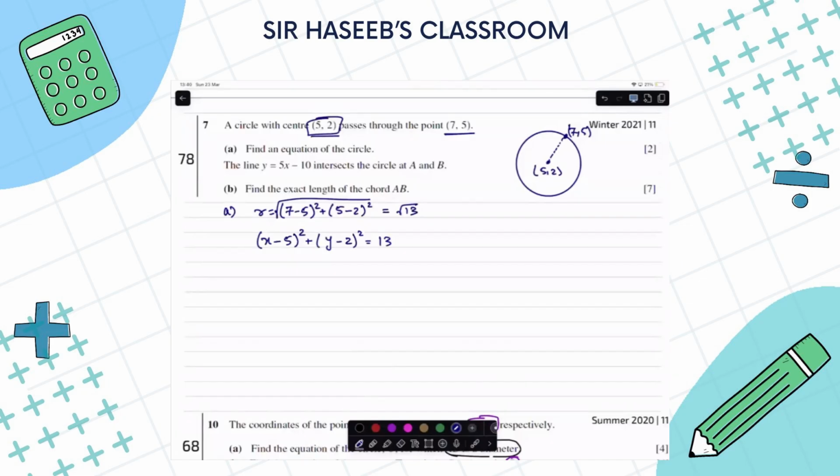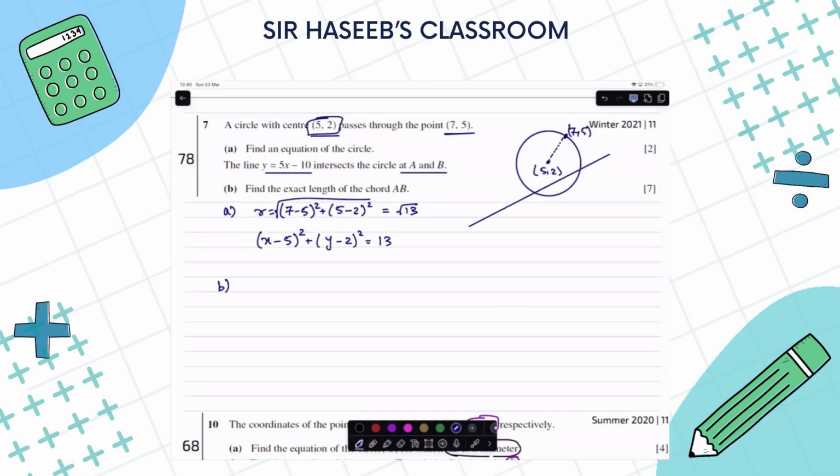Yes. Okay. Then part B says that the line y equals 5x minus 10 intersects the circle at A and B. Find the exact length of the chord AB. The line y equals 5x minus 10 will be the line intersecting the points A and B. We need to find the coordinates of A and B, right?